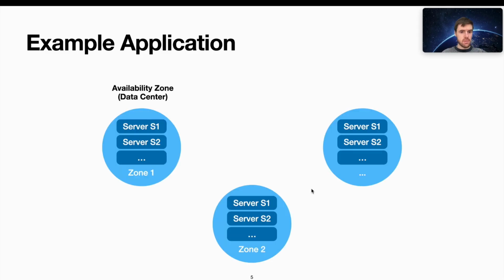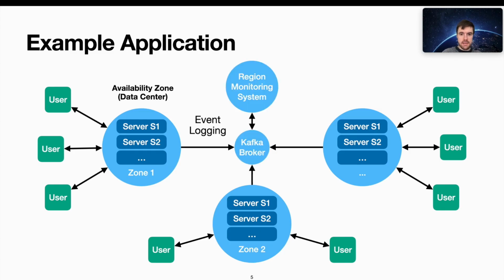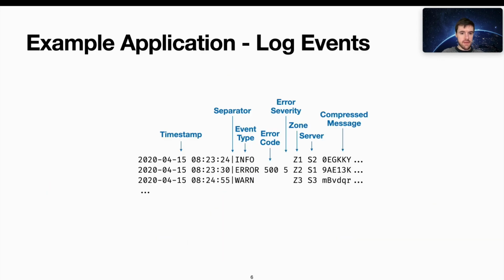Consider an application where we have servers in different availability zones that are communicating with users and logging their server events to a Kafka broker. And our goal is to implement a region monitoring system that identifies whether servers are experiencing errors and if so, sends an alert. Our log events have the following structure.